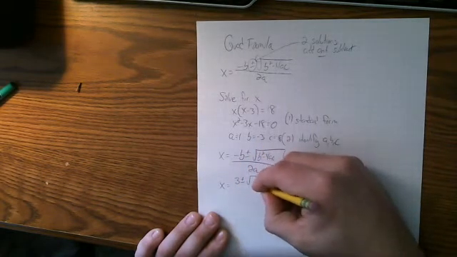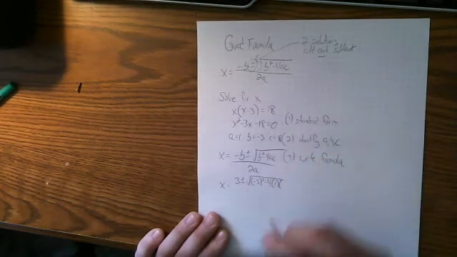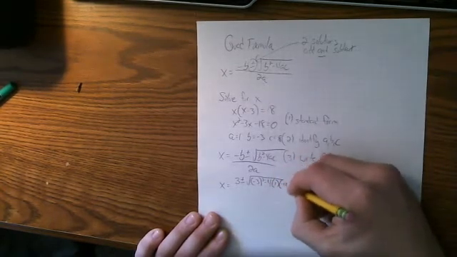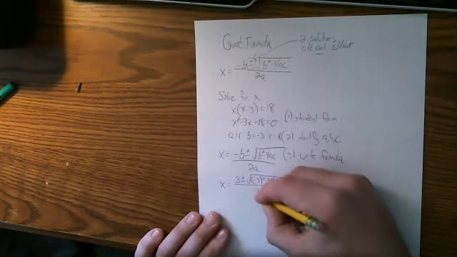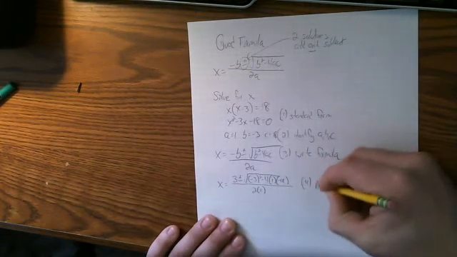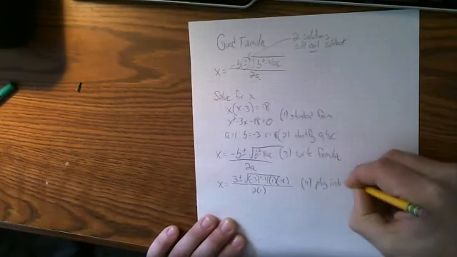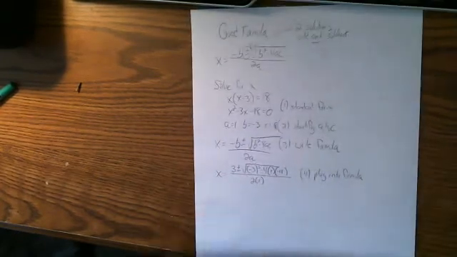b squared, negative 3 squared, minus 4 times a. a was 1. Times c. c is negative 18. All over 2 times 1. So step 4 would be plug into formula. And now we just have to clean it up.